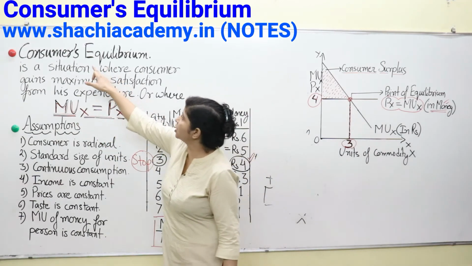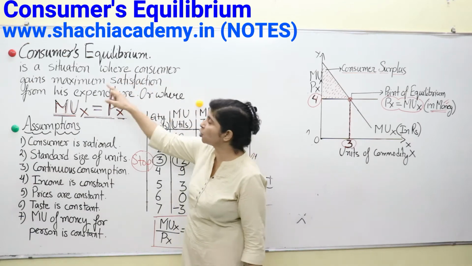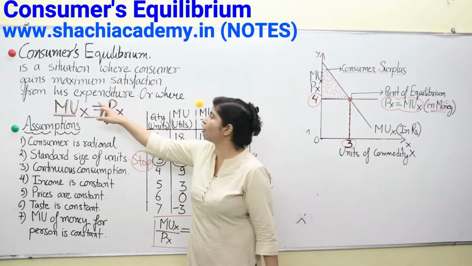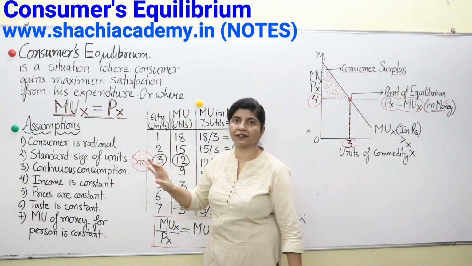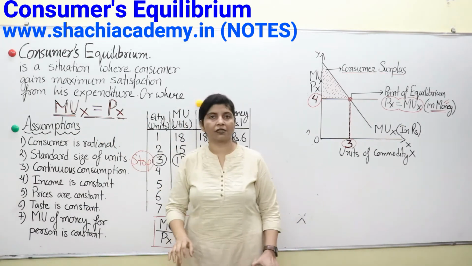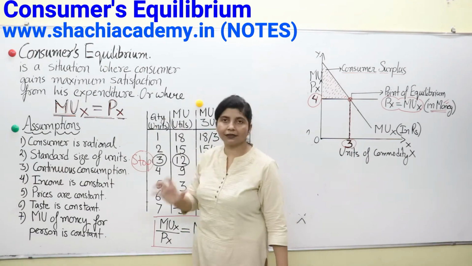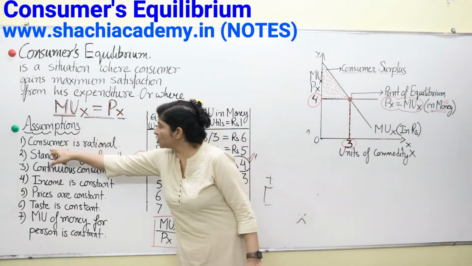So simple, consumer's equilibrium is a situation where the consumer gains maximum satisfaction from his expenditure, or where the marginal utility of X is equal to the price of X. Simple. Now the assumptions of this law or concept are: the consumer is rational.